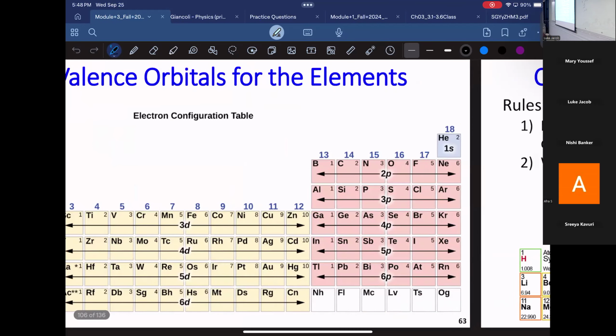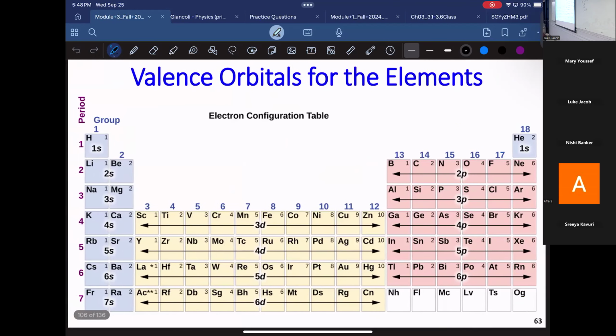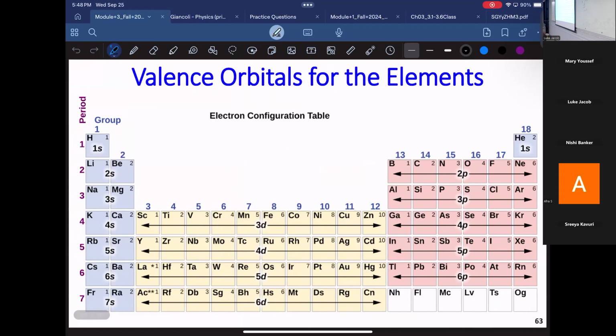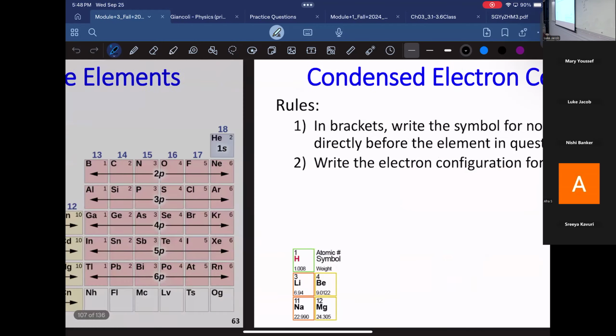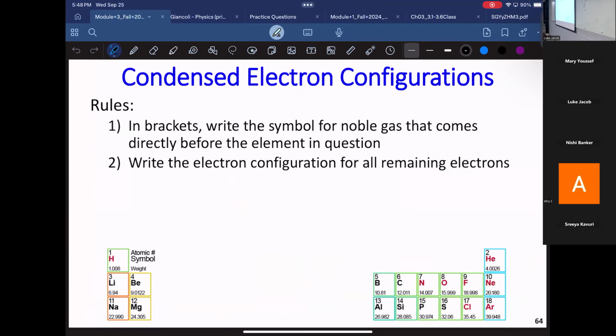So that's what I was trying to show you on Monday, the relationship. If you just look left to right, you can count out everything: 1s2, 2s2, 2p6, 3s2, 3p6, right? That's how I memorized and understood it, because the periodic table is not just a collection of random elements.